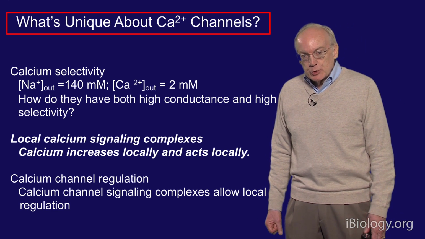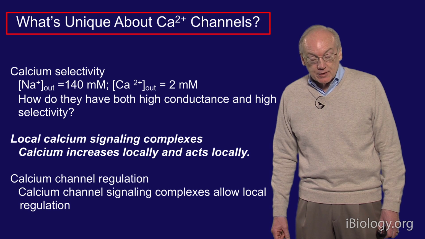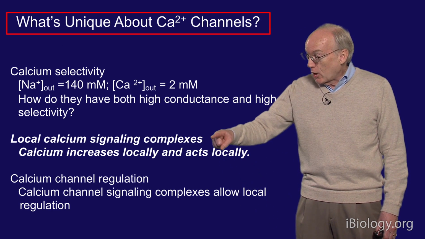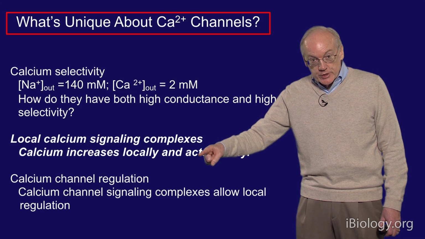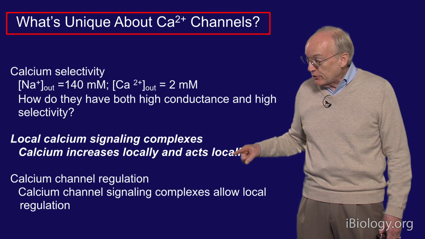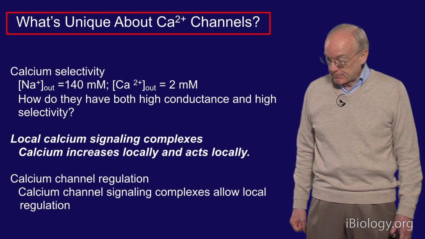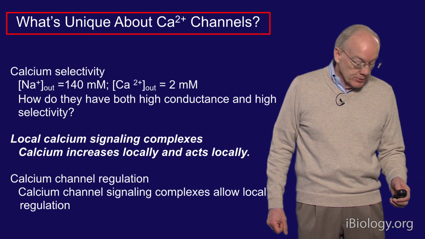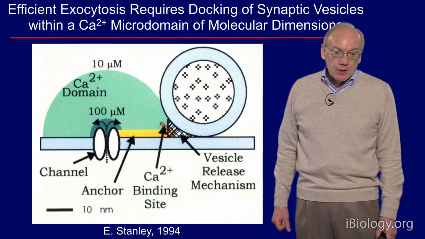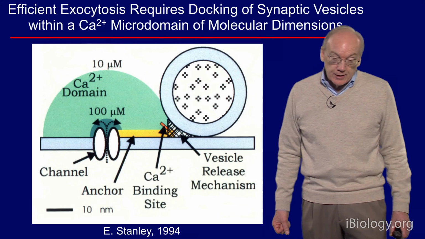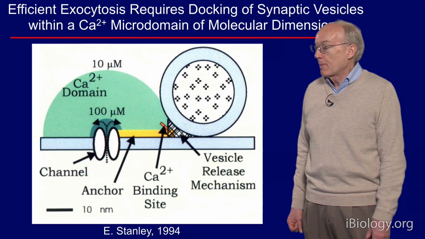The key solution to this problem is that all calcium signaling is local. Local calcium signaling complexes respond to local increases in calcium concentration at the mouth of calcium channels, and that calcium acts locally to do its job. So I'll give you one example of that, taken from synaptic transmission between nerve cells and either other nerve cells or their other cellular postsynaptic targets.